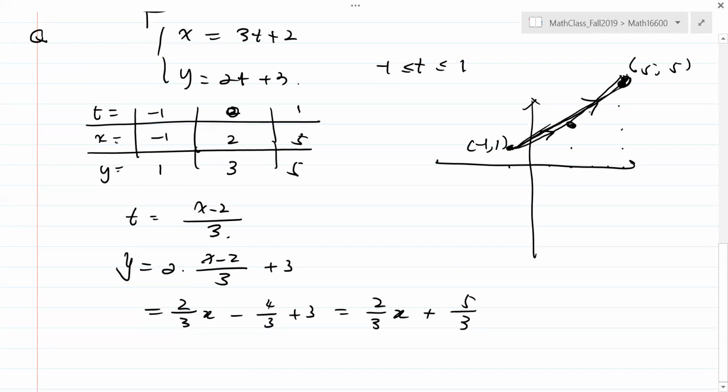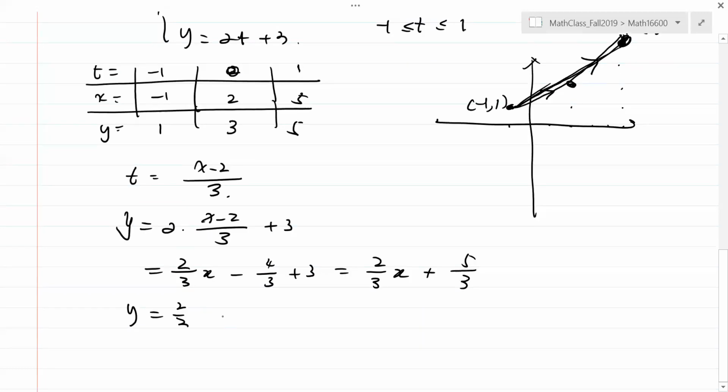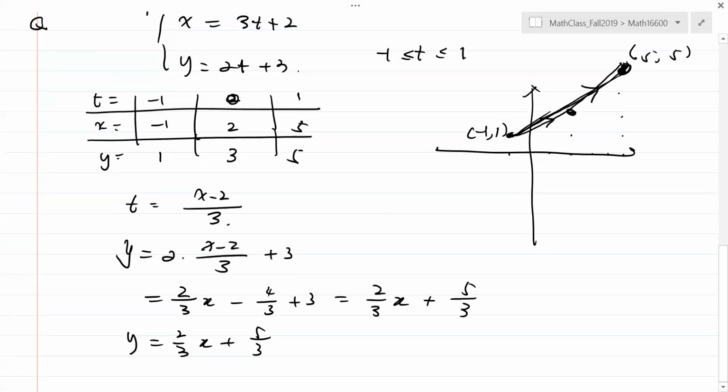So if you know the equation in x and y, it probably helps you to sketch the graph. All you have to do is determine the starting point and the ending point. If you just look at the equation here, y equals 2 over 3 x plus 5 over 3, the graph of this equation is a whole line. But we only have a portion of that, because t is between negative 1 and positive 1.